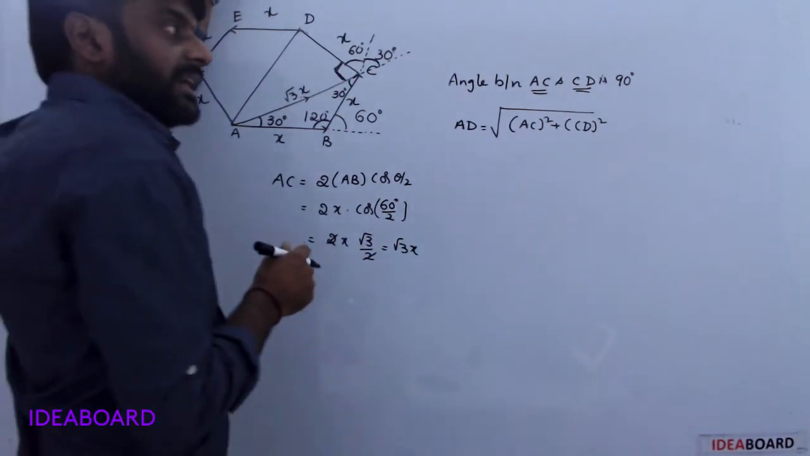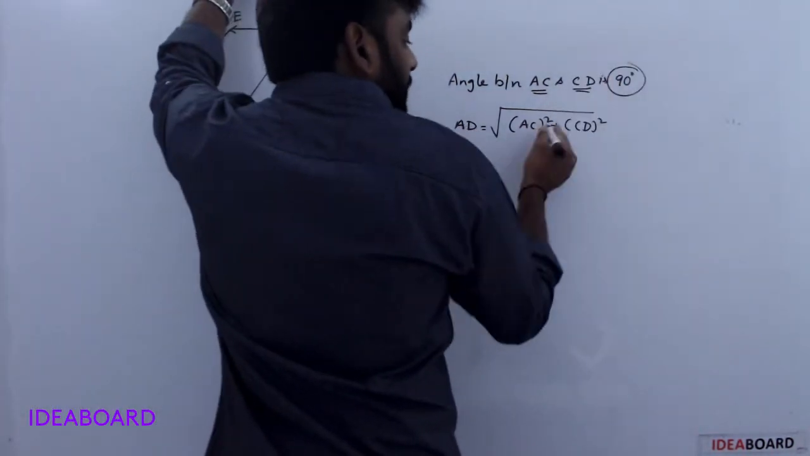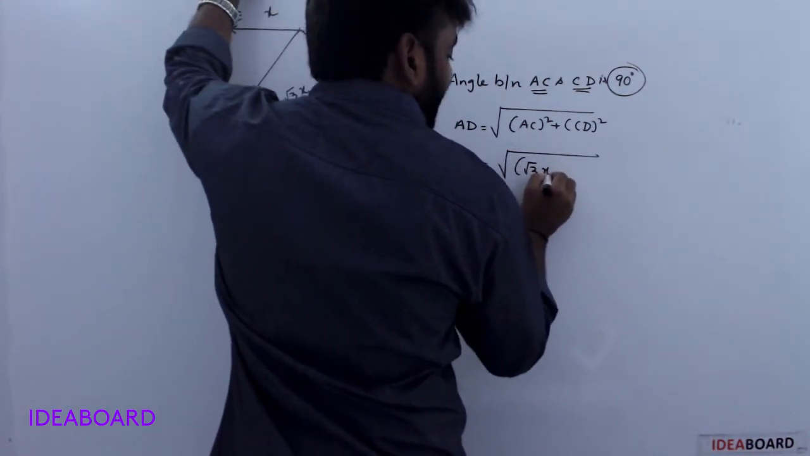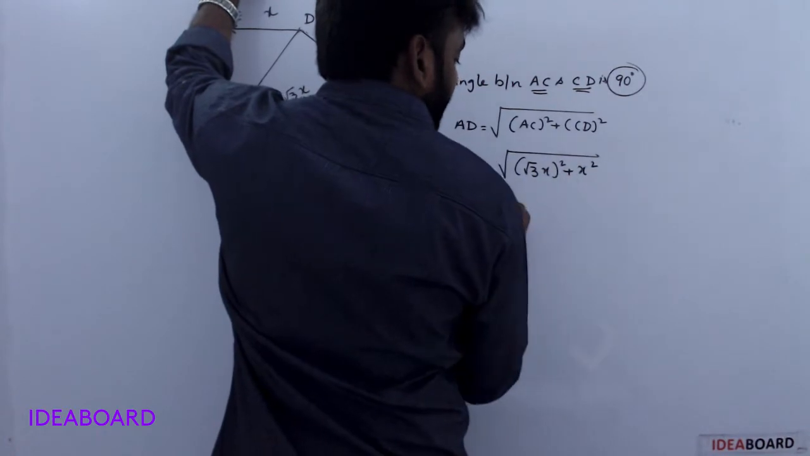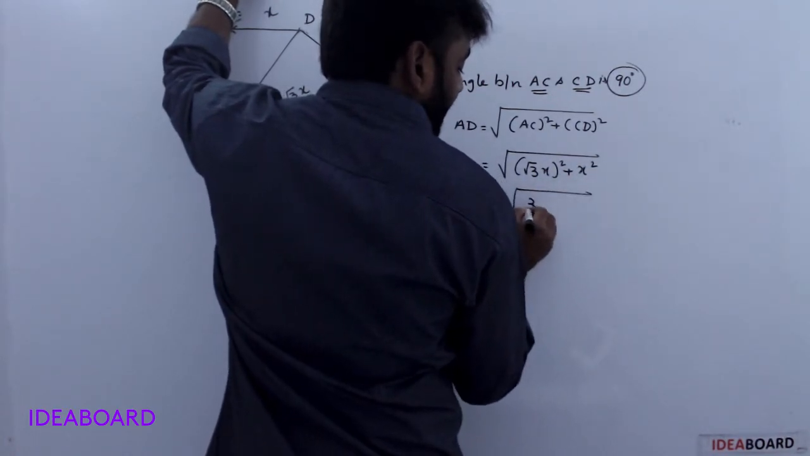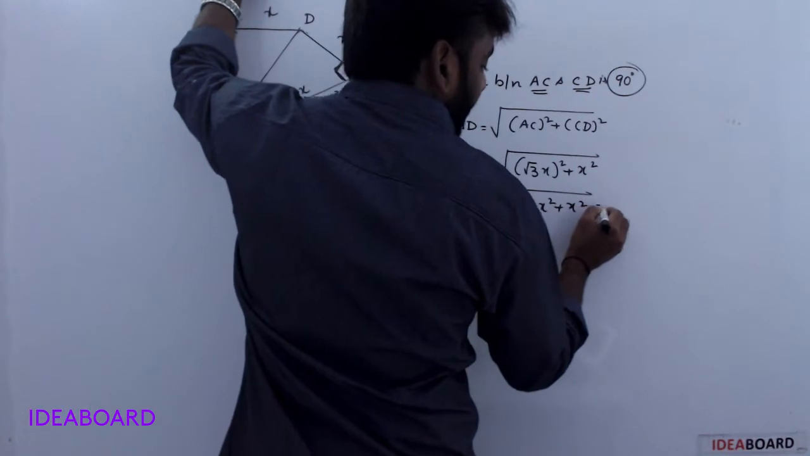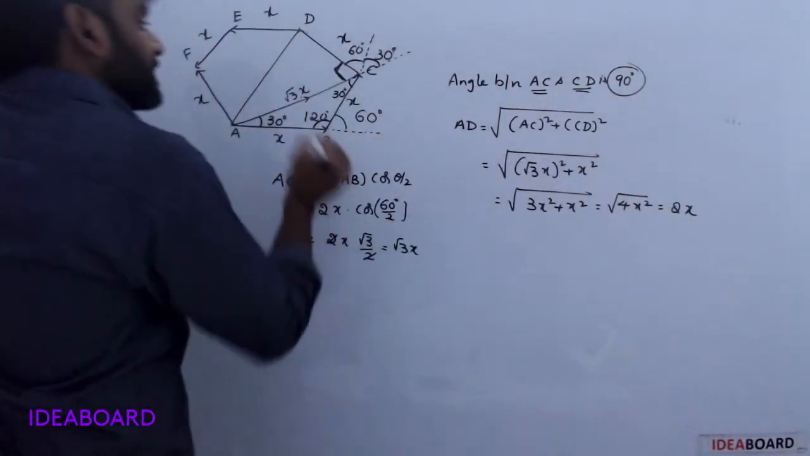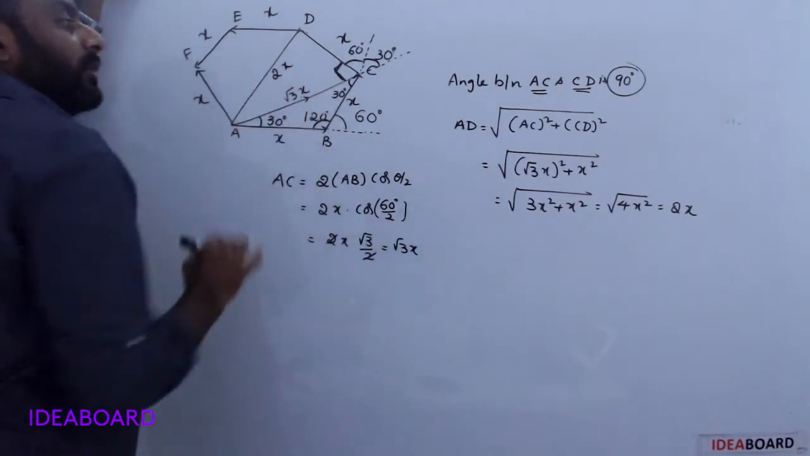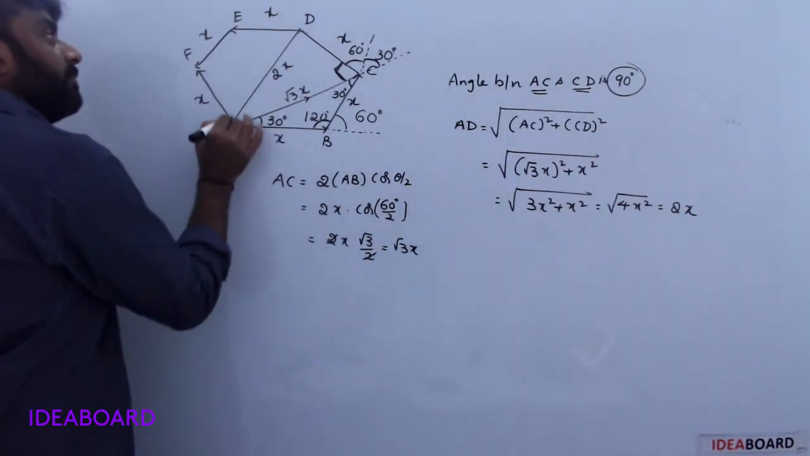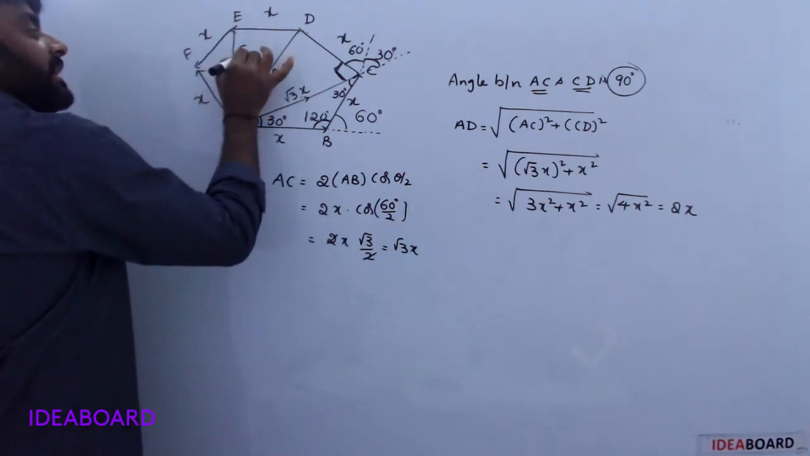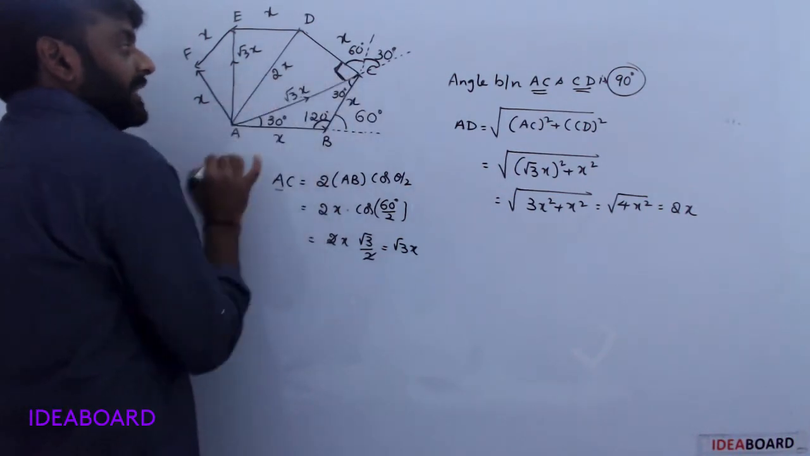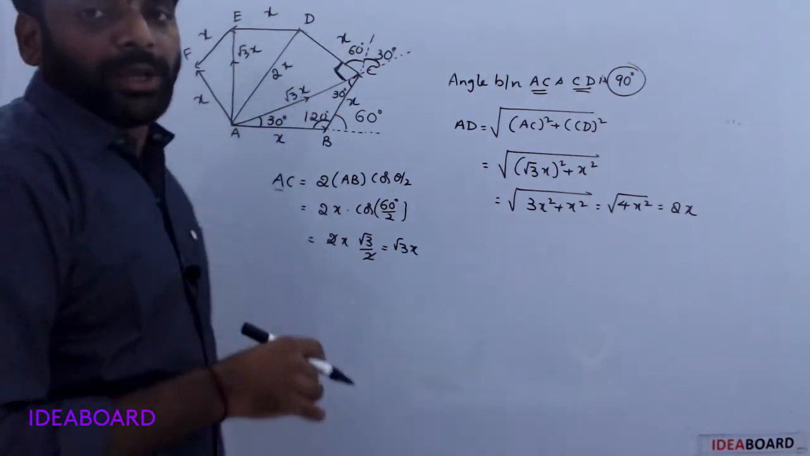By using a parallelogram of vectors, the angle is 90 degrees. So AC whole square plus CD whole square: AC is root 3x, whole square, plus x square. So 3x square plus x square, square root of 4x square, is equal to 2x. That means AD value is equal to 2x. As usual, AC is root 3x. Understood? Here AC is equal to root 3x and AD is equal to 2x.